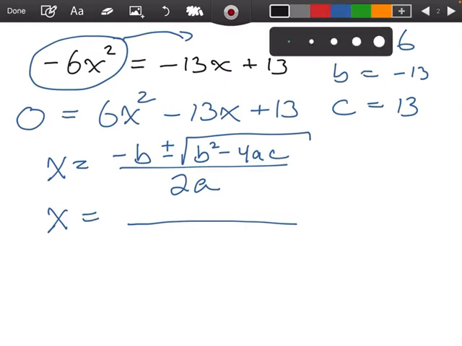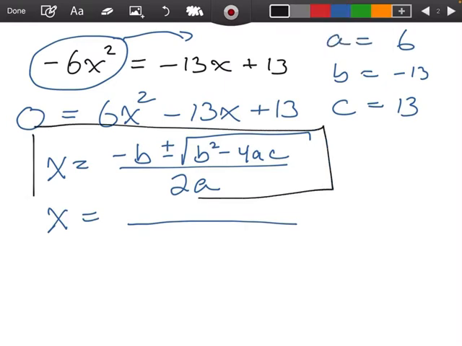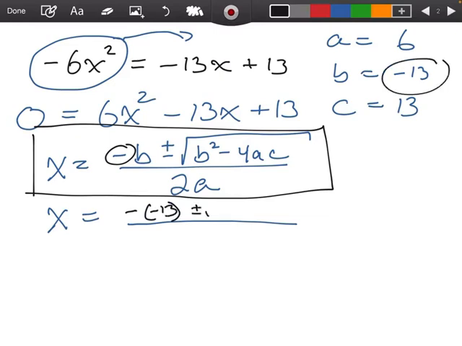Remember, when I'm doing my formula, I don't try to do any simplifying at first. I just do a straight plug and chug. The first thing says put a negative. There's my negative. Then it says put the number b. B is a negative 13, so I'm going to put it right here. Plus or minus the square root of b squared. We said b was negative 13, and we're going to square it. Minus 4 times a, which is 6, times c, which is 13, all over 2 times a, 2 times 6.